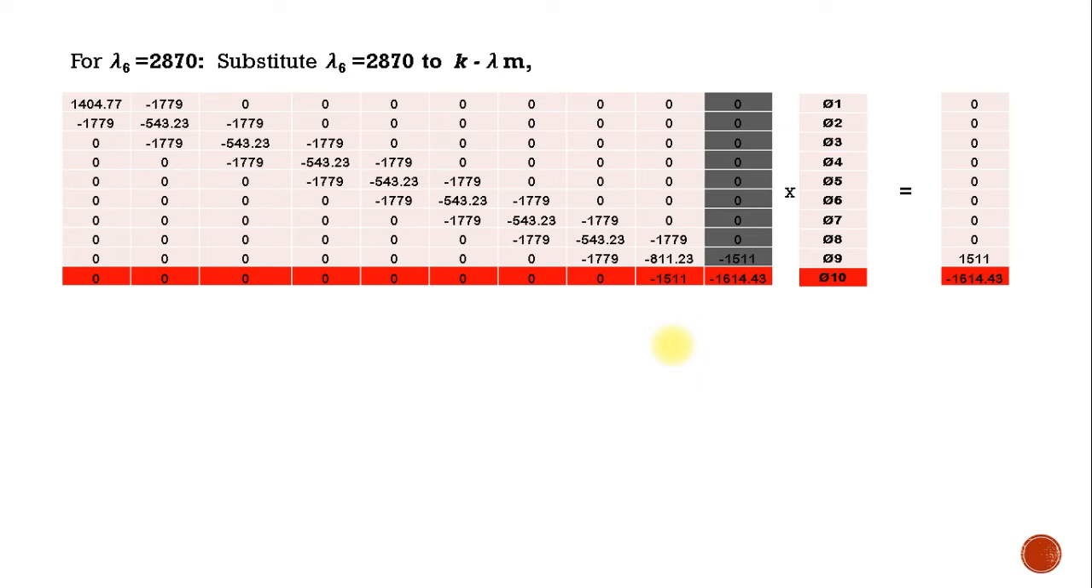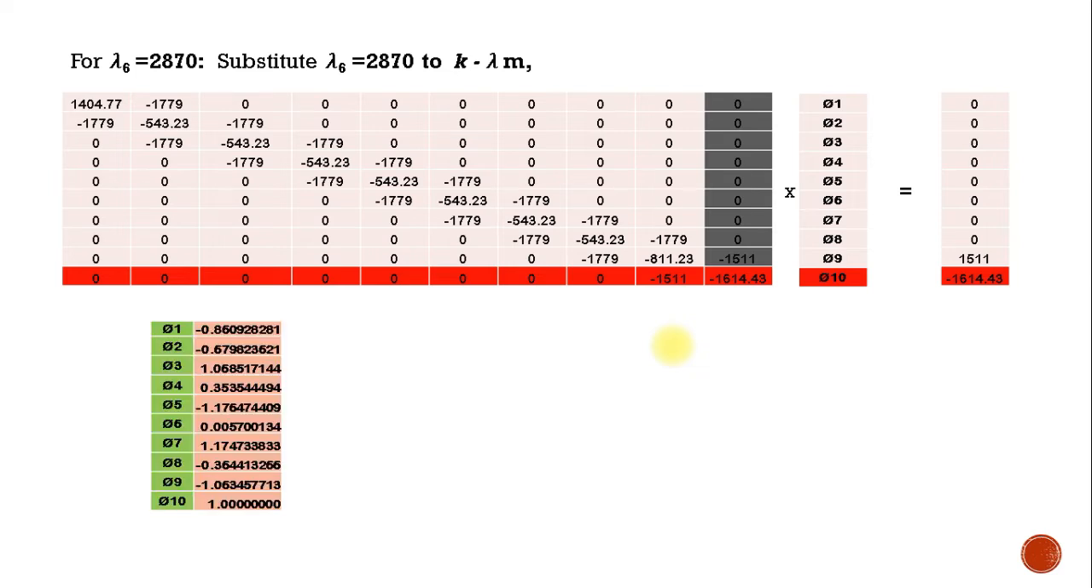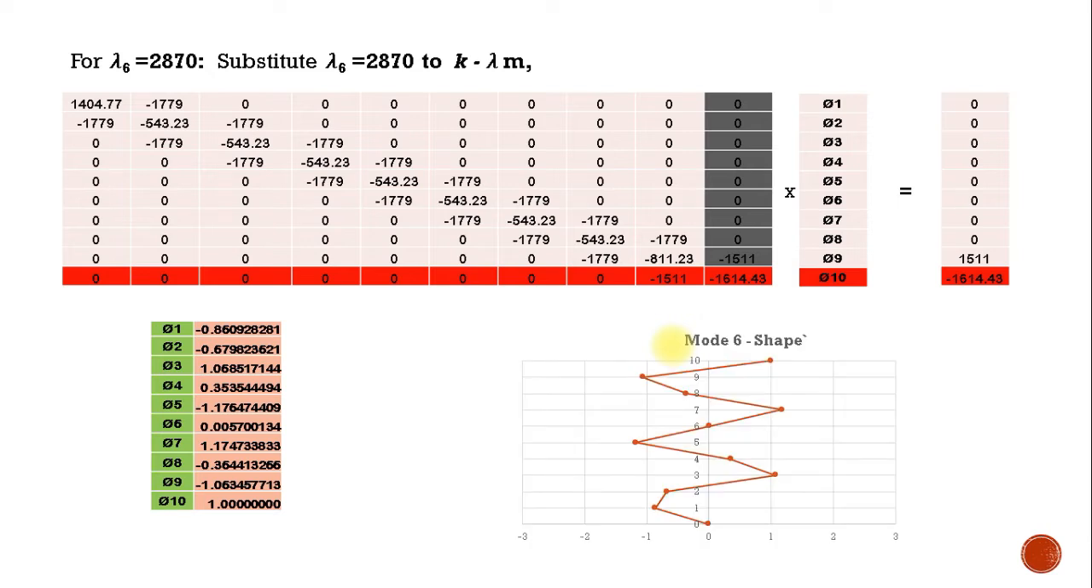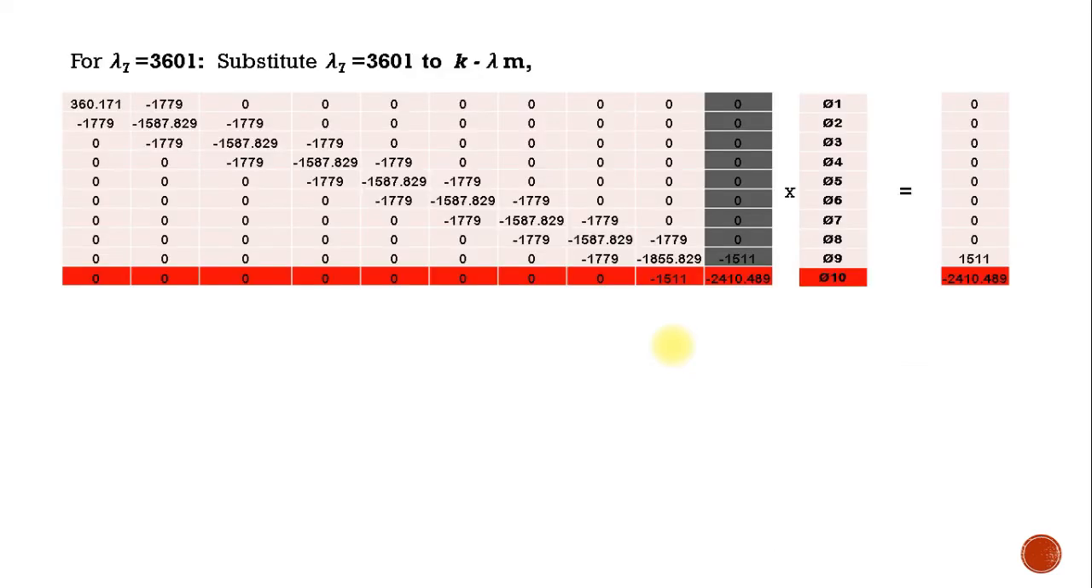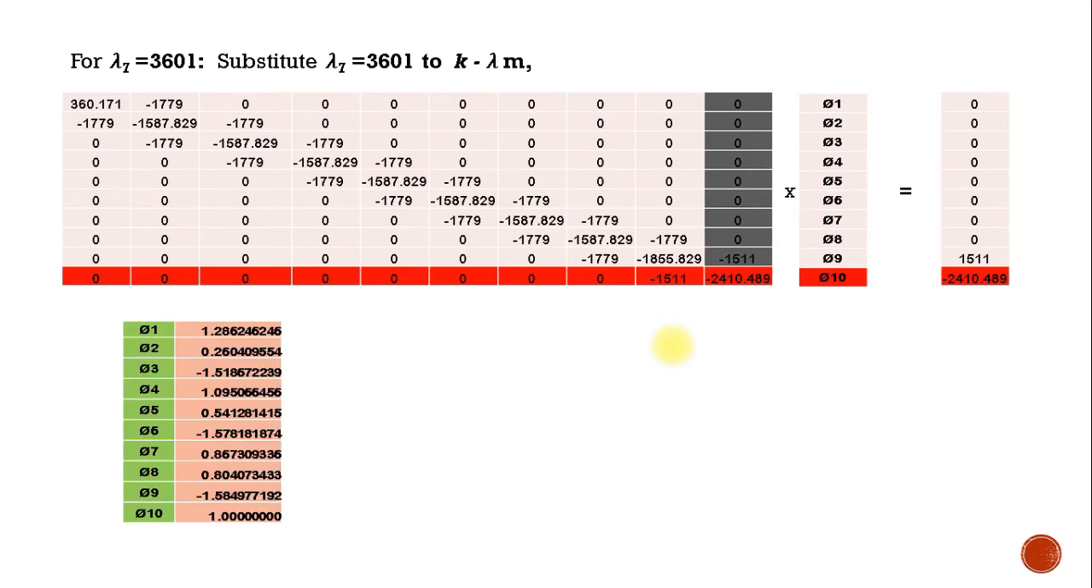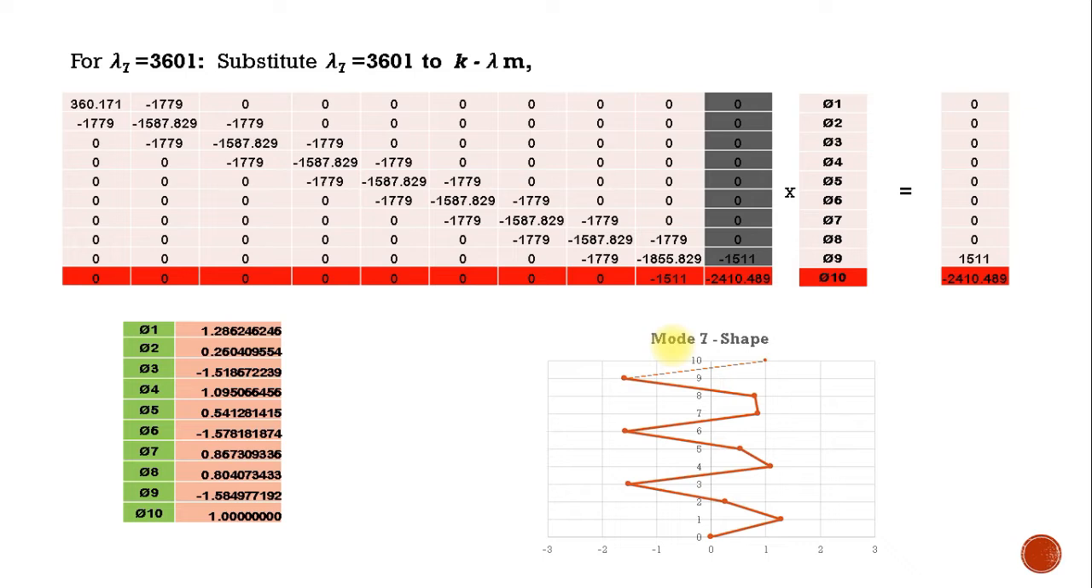And for mode 6, the eigenvalue is 2870. If we substitute that into our characteristic equation and put it into matrix form, using the same method as before, you can get these eigenvectors. This is the shape of our mode 6. For mode 7, the eigenvalue is 3601. The same method gives these obtained values for the eigenvectors, and this is the mode shape.